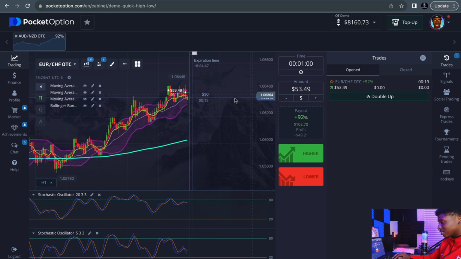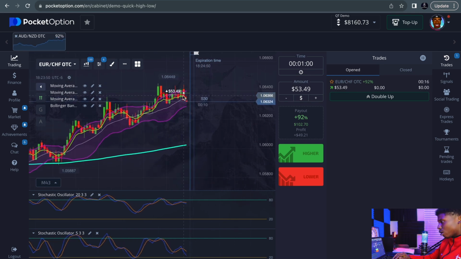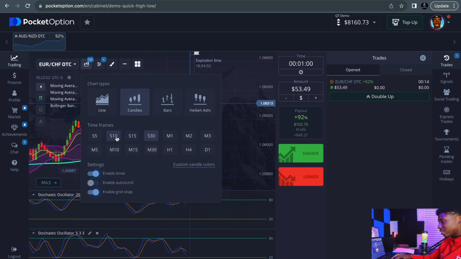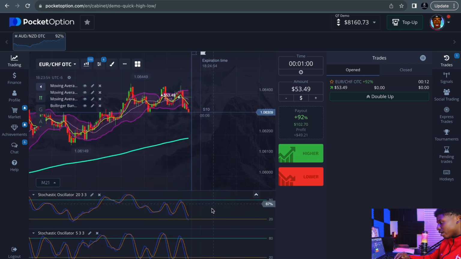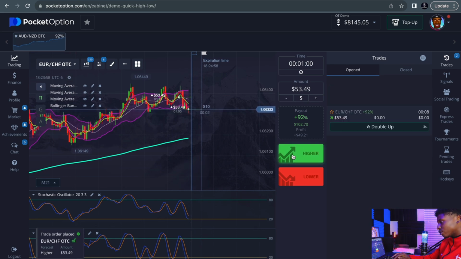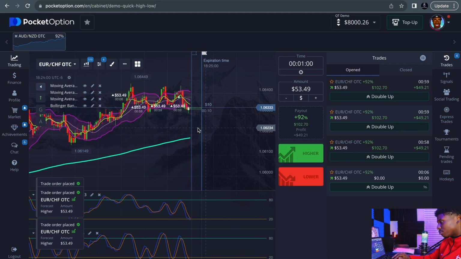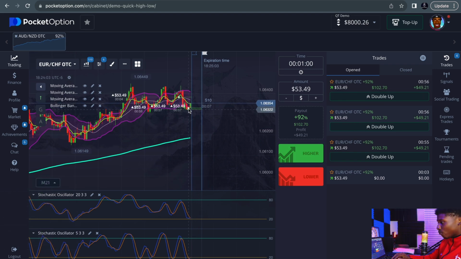So we have 20 seconds left. We're very much below our line right here. So let's go to the 10-second candlestick time frame. As you can see, we're at the bottom of the stochastic, so we're about to curve back up. And once we curve up, guys, this is when you want to double down on your position for the up trade.